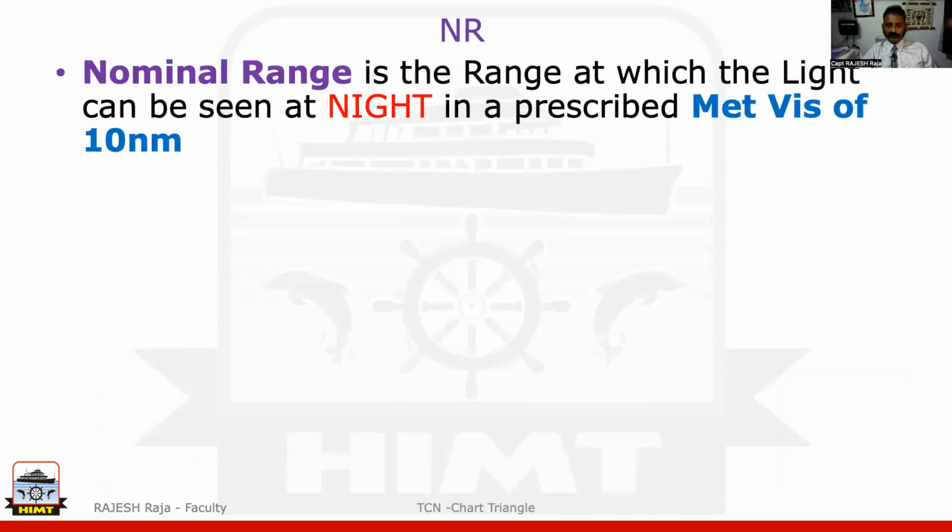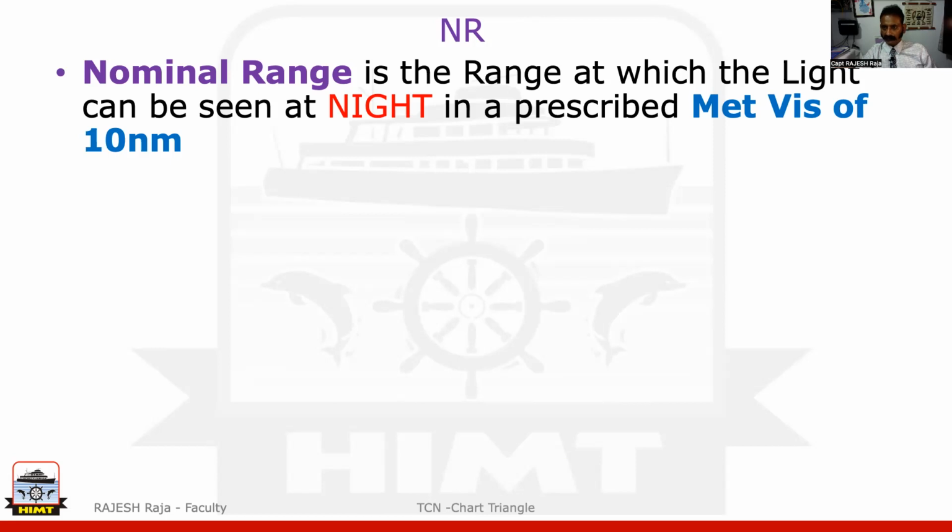Now let us go to nominal range. So what is the definition of nominal range? The idea of nominal range is when the light is on. We have already seen the light when it is on. That means I should talk about nighttime. Why? Because in daytime the sun is going to overpower or mask the light. So that is why I've clearly said the nominal range is a range at which a light can be seen at night time in some prescribed met visibility.